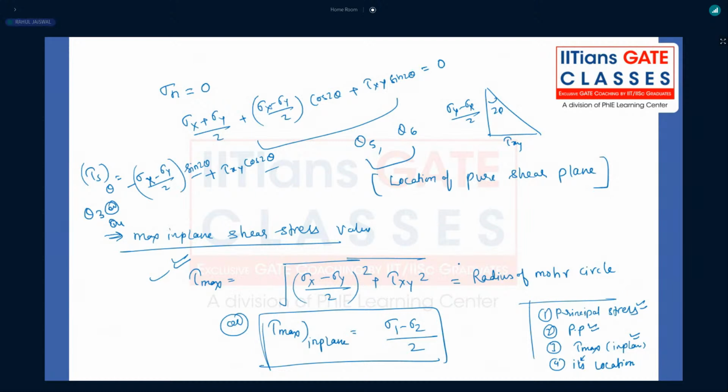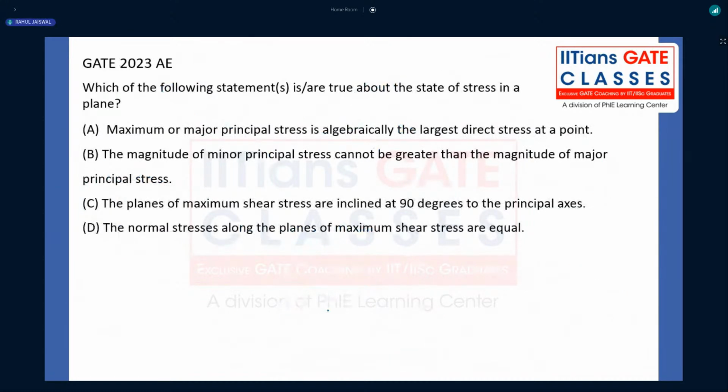Now, this particular problem, my dear friend, they asked this year only, GATE 2023. But I want to solve this problem after discussing the Mohr circle, because that will be very easy for us. Some of the things we can discuss as of now. Let's see whether we can solve this problem by the analytical method or not. This problem they have given in MSQ, this year only in aerospace.